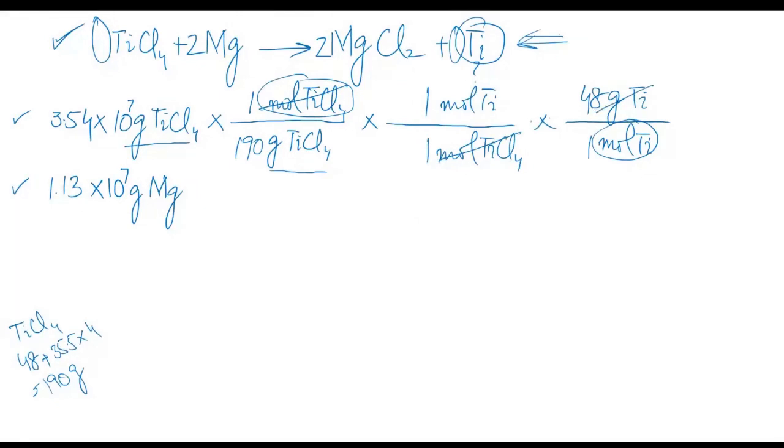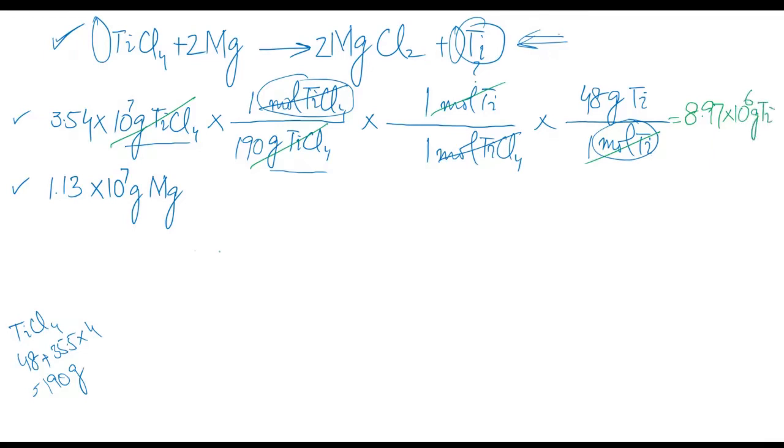Gram of titanium. Sorry, no, not a gram of titanium. Let me erase this. Here, mole of titanium cancel. Gram of titanium chloride cancel. So what is your answer? 3.5... no. It is 8.97 into 10 to the raised power 6 gram of titanium.